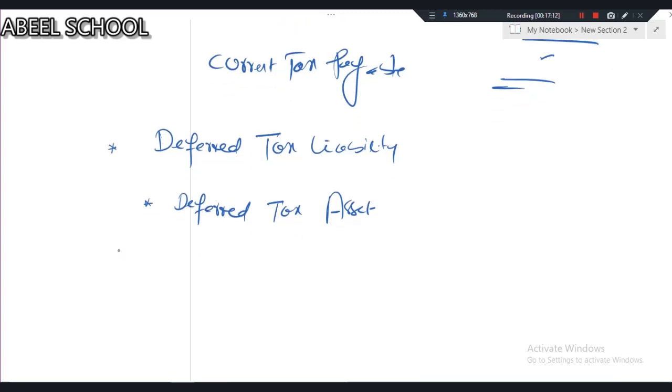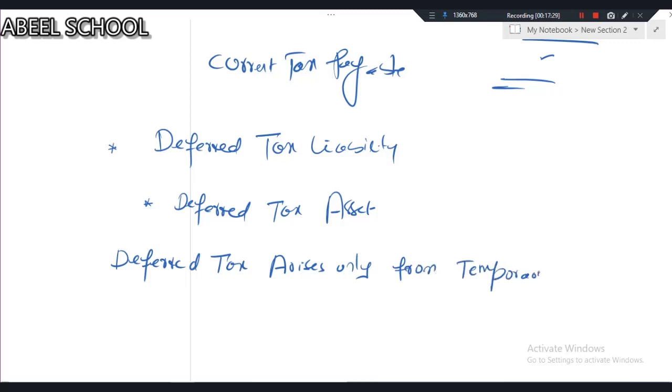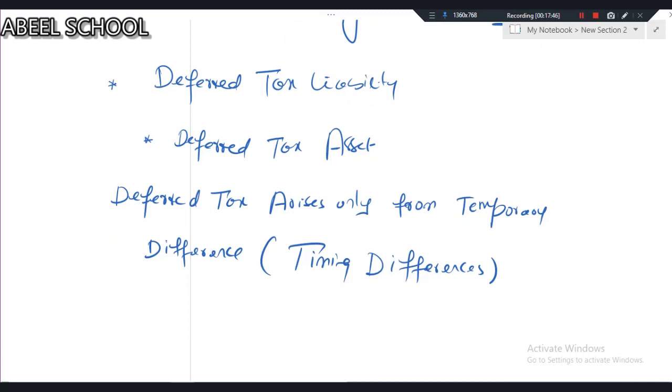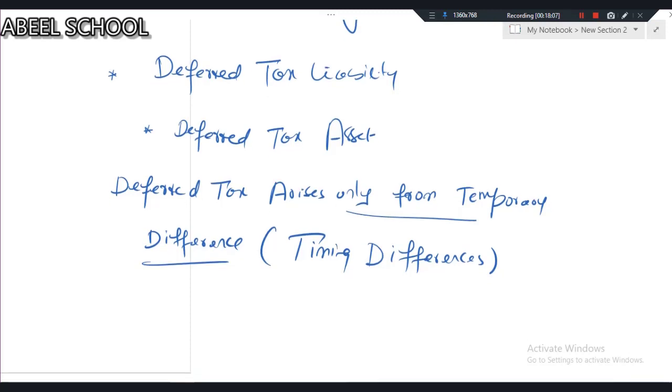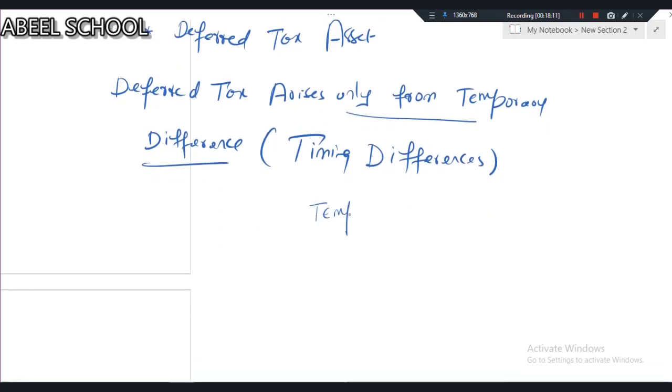Now listen. Deferred tax, either asset or liability, arises only from temporary differences. Temporary differences means the difference of timing. Basically, we are talking about timing differences. So deferred tax arises only from temporary differences. That's it. It means if there's any permanent difference, you cannot recognize a deferred tax, either asset or liability, because IAS 12 is very clear on that point, and IAS 12 says deferred tax arises only from temporary differences.